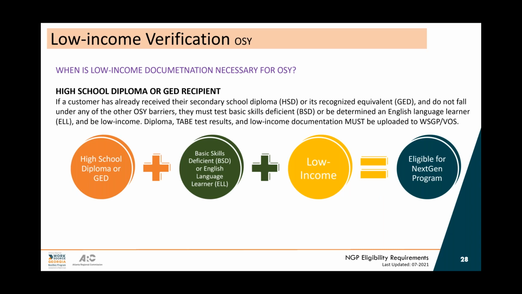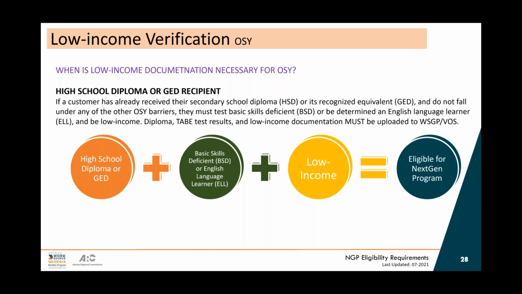So for out of school youth, when is low income documentation necessary? That first line with the asterisk next to it was someone who already has their high school diploma. So we've already gone over this. I'm not going to continue unless you have further questions about it. But if someone comes in and they've got their high school diploma already, then they must qualify under the other barriers. And if they don't qualify under the other WIOA barriers, then you have to go through this process to get them qualified for the program.